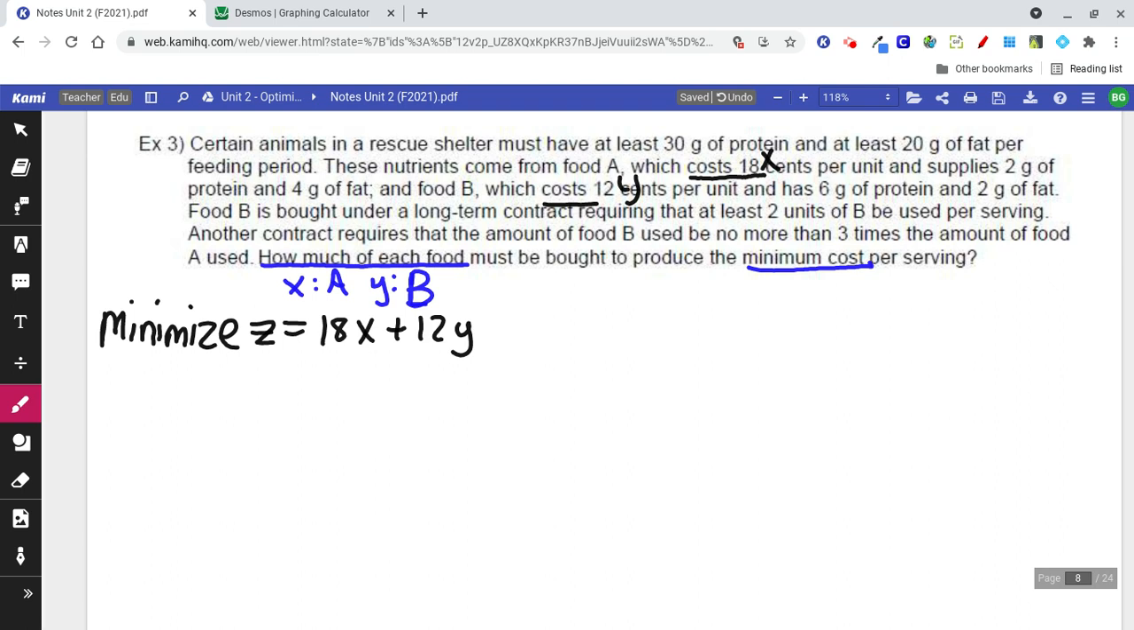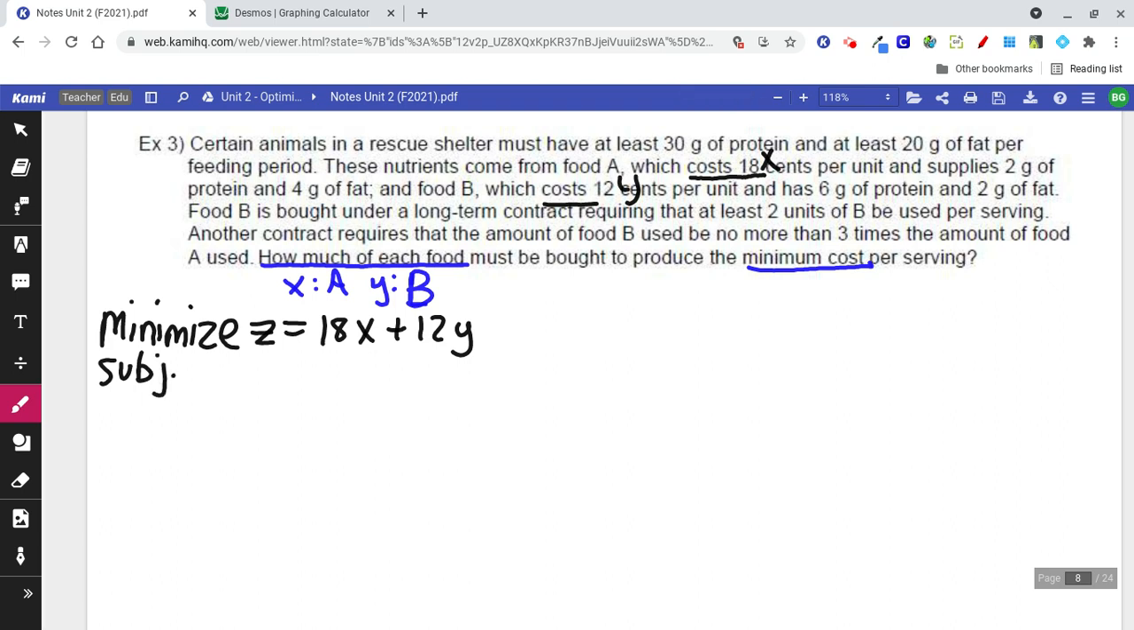Now, if you wanted to use 0.18 and change it to dollars, that's fine. Just make sure you're consistent and understand what you're talking about. If I use 18 and 12, I'm talking about cents. If you use 0.18 and 0.12, you're talking about hundredths of a dollar, which is the same thing essentially. Just know what you're talking about. All right, so that's our objective function.